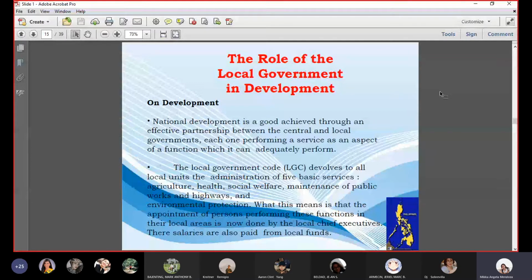What this means is that the appointment of persons performing these functions in their local areas is now done by the local chief executives, and their salaries are also paid from local funds. Because we have these 5 basic services being catered to the people, such as agriculture, health, social welfare, etc., the LGU is also the one assigned to assign other people to lead these basic services that were mentioned. Okay, and they are also being paid from the local funds.